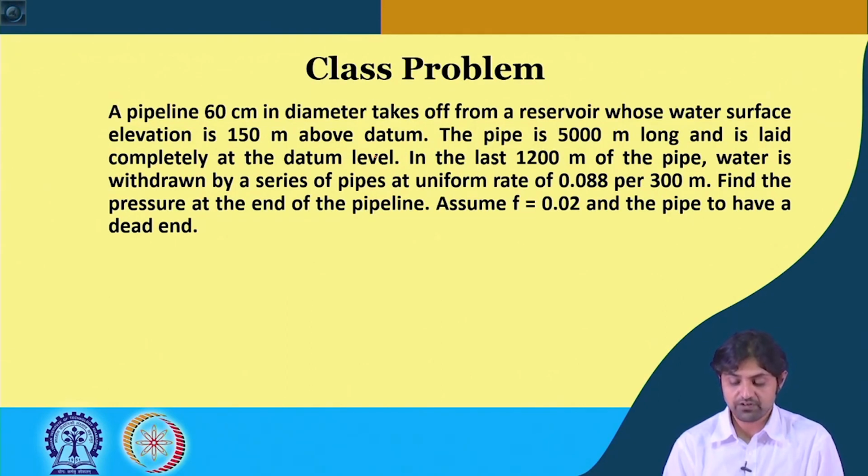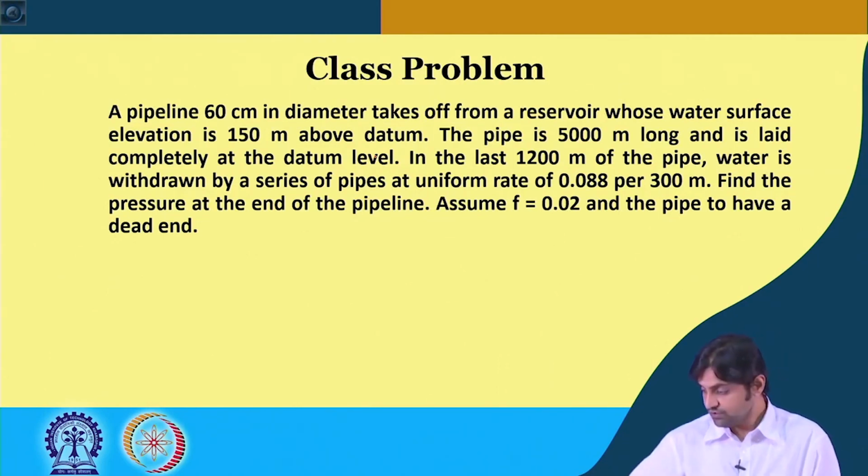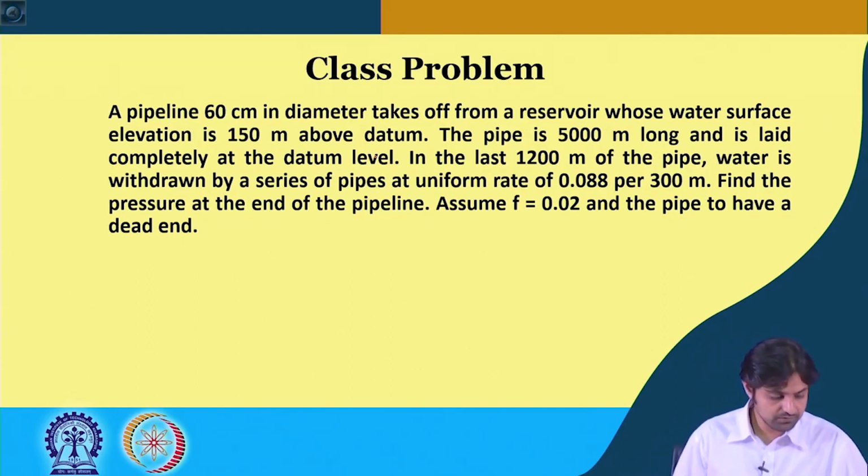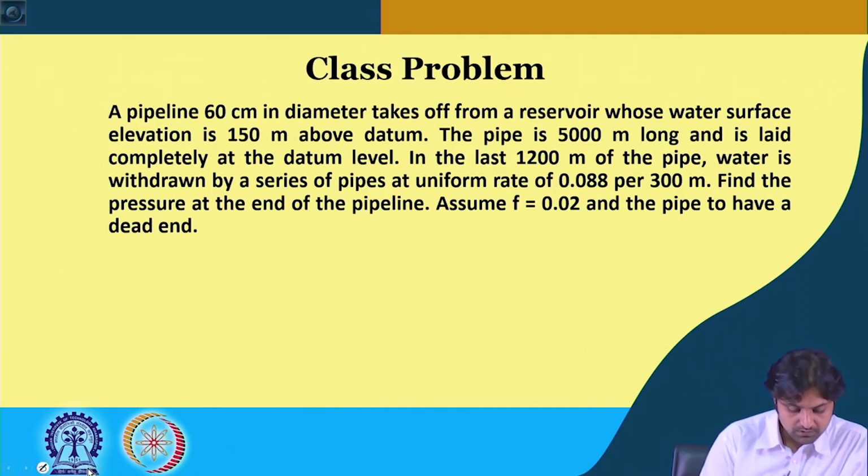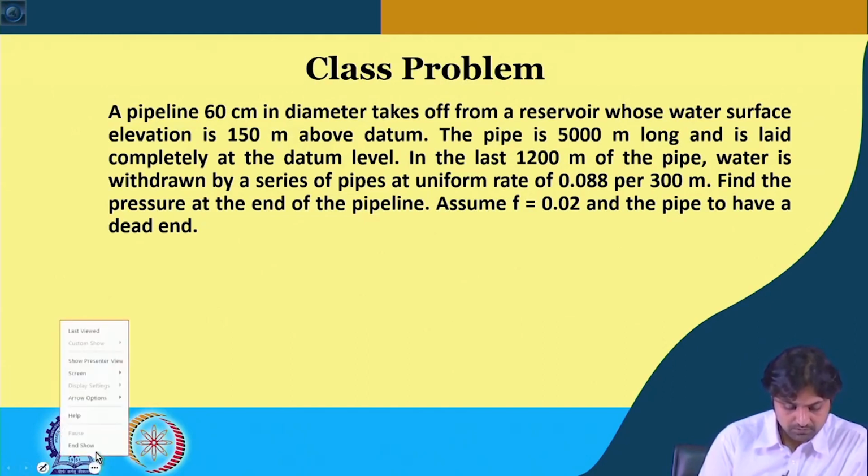In the last 1200 meter of the pipe, water is withdrawn by a series of pipes at a uniform rate of 0.088 per 300 meter. Find the pressure at the end of the pipeline. Assume f is equal to 0.02 and the pipe to have a dead end. Okay. So, if you understand this question, I am going to solve this.